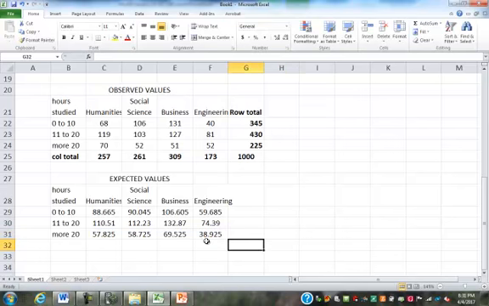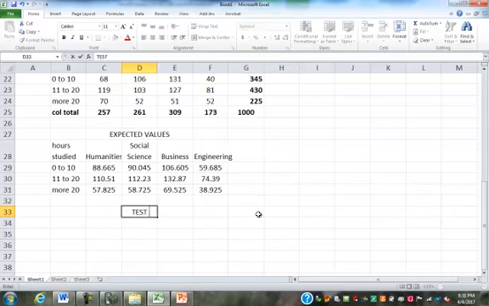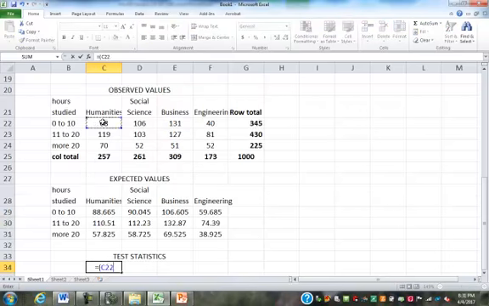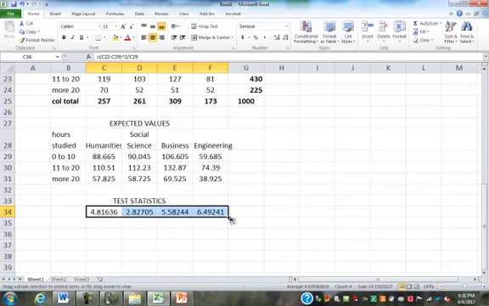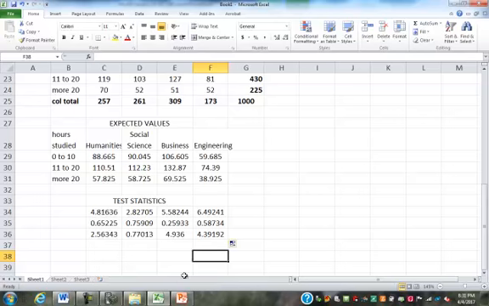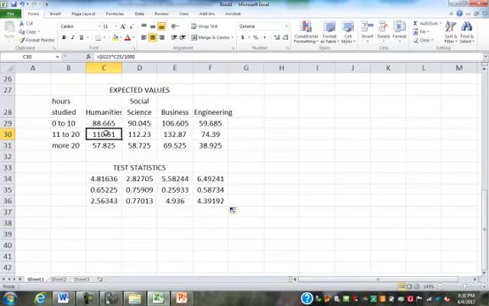I need to now calculate my test statistics. For each one here, it's going to equal my observed minus my expected, squared, divided by my expected. And those are all my test statistics. So they just fill over for those. I don't have to adjust anything. Up here I had to adjust. Notice I had to put in the dollar sign so that when I move cells, it didn't move automatically.